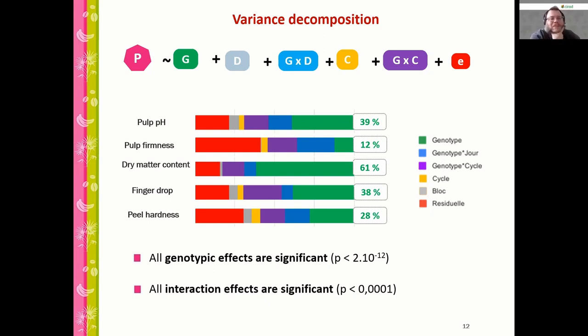Excellent. So before we close, we have a final comment or question from Didier. Yes, it's more a comment concerning the link between dessert banana and cooking banana. CIRAD geneticists have a great advantage, because they are the same people who work on dessert banana and plantain.